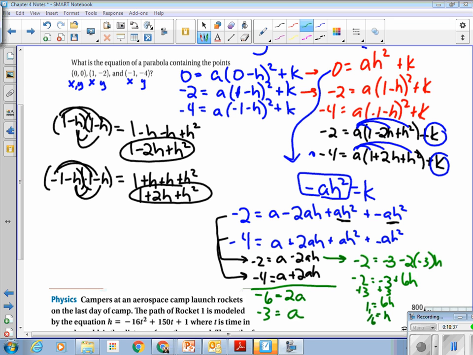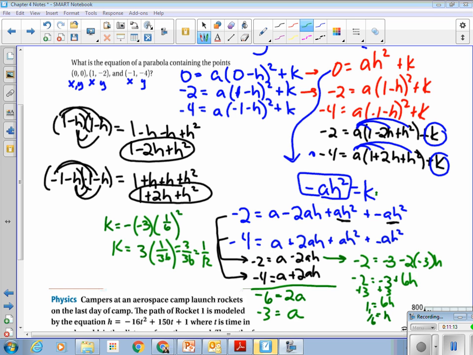Then we head up here to find k. If k is equal to negative a times h squared, negative and negative give you a positive. 1/6 squared is 1 over 36. 3 over 36 is 1/12. So now we have all the pieces, we can put our equation together.